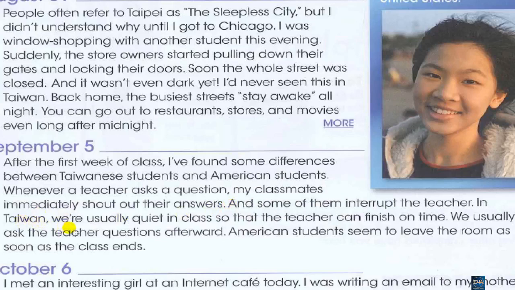But in Taiwan, we're usually quiet in class so that the teacher can finish on time. So the teacher explains the lessons and all the students are quiet until the teacher finishes. Then we usually ask the teacher questions afterward. Also, American students seem to leave the room as soon as the class ends. But maybe in Taiwan it is different, as they wait until the teacher leaves first as a kind of respect. So that was the second difference.